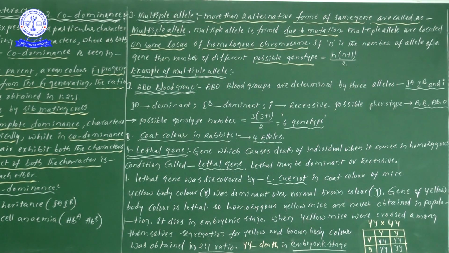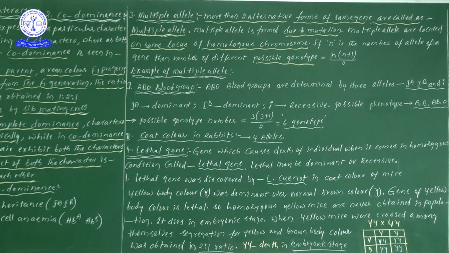Only the number is enough. IA is there, IB is there, and i is there. So 3 alleles are there. Instead of n, let us put 3, because only 3 alleles are there. So 3 into 3 plus 1 by 2, which is 4 into 3, 12 by 2, equal to 6 genotypes. So 6 genotypes we can definitely find in ABO blood groups.